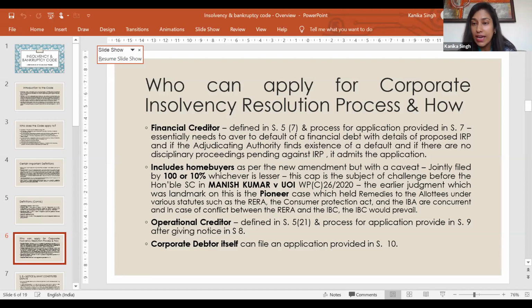The next person and the last person who can apply for the corporate insolvency resolution process is the corporate debtor himself. That is, if I am a company who has debts that I cannot pay and I think I need to go in insolvency to try look for a resolution on how I can become a going concern again, how I can turn my books positive, then I can apply under section 10 of the Insolvency and Bankruptcy Code. Moving to the next slide.